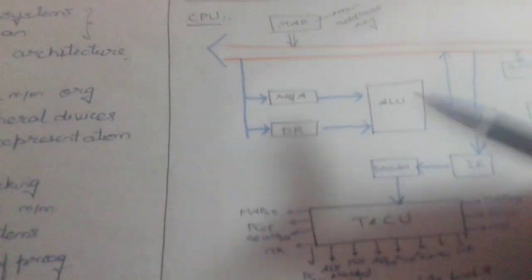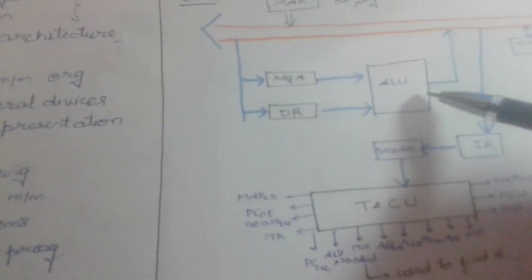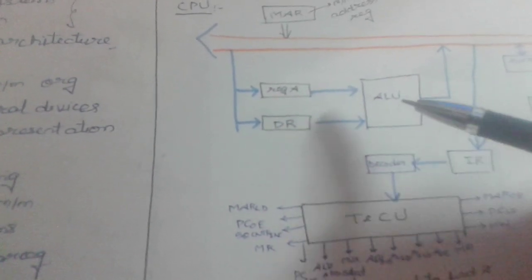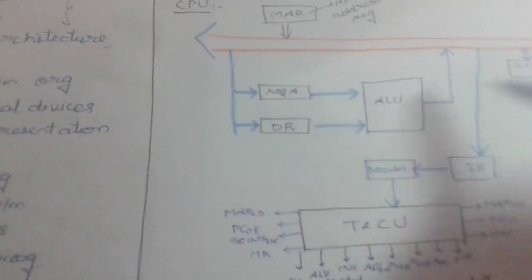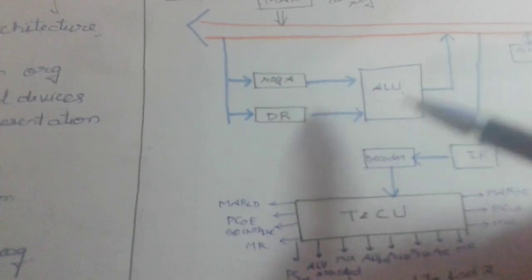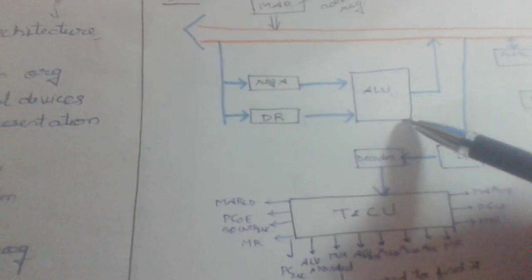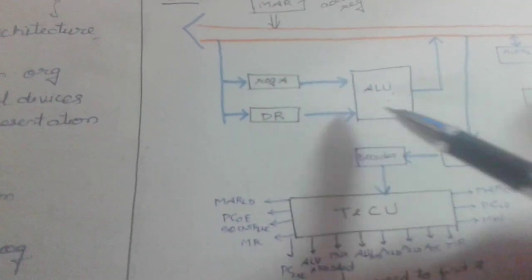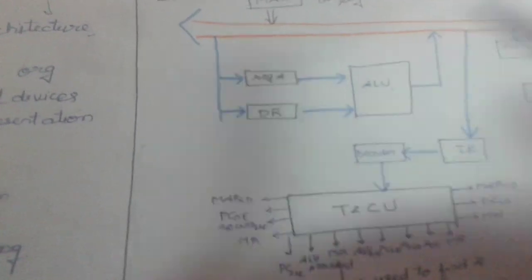Now these register A and data register are connected to the ALU. So suppose we have written add A plus B. We discussed earlier that the ALU performs arithmetic and logical operations. So the ALU will perform the operation on this data and again place the result on the common bus.